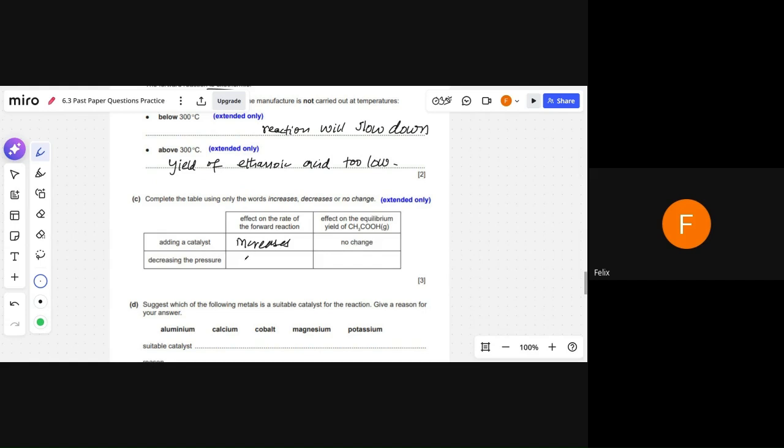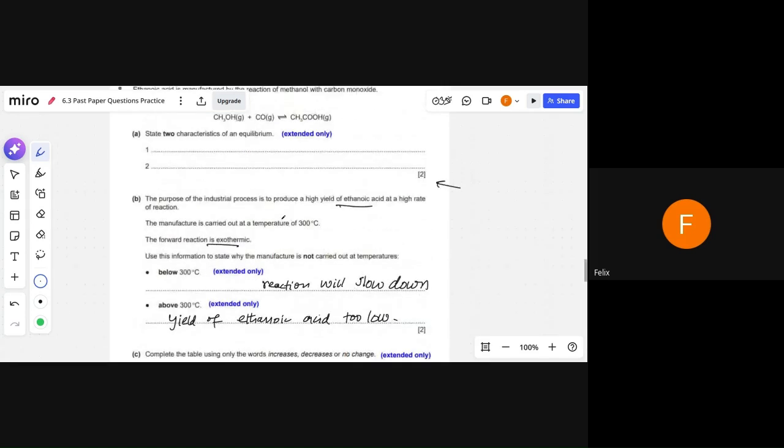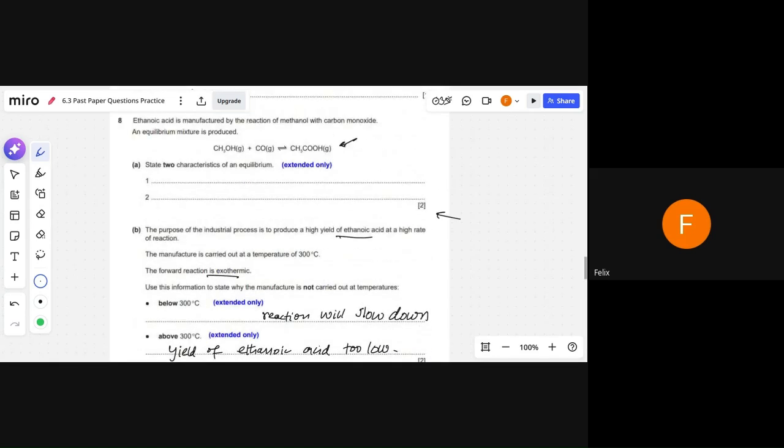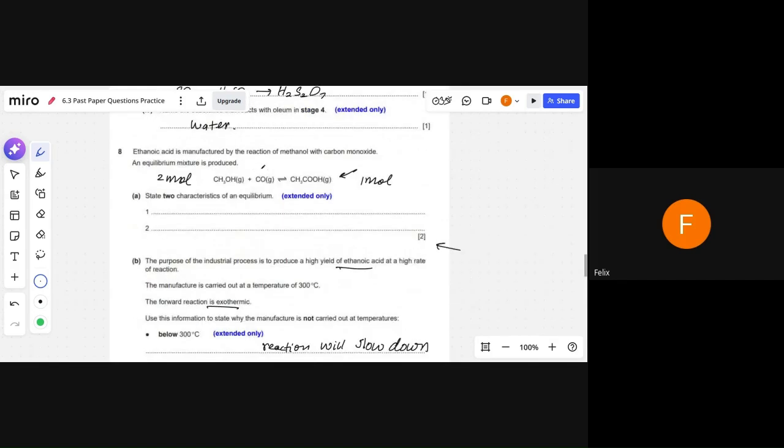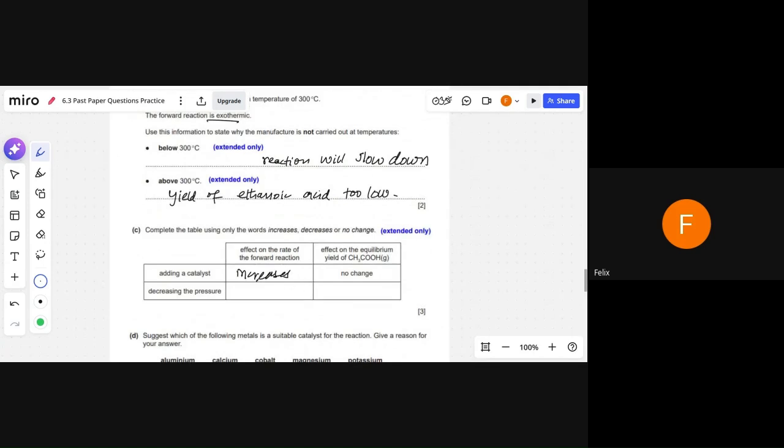Decreasing pressure. They are talking about the effect on the rate of the forward reaction. Did they give us the balanced equation? Yes, this is the balanced equation. So we have 2 moles on the left and 1 mole on the right, and decreasing pressure will shift the reaction to the left, and the concentration of ethanoic acid will decrease. So the rate will decrease, and the concentration also decreases.